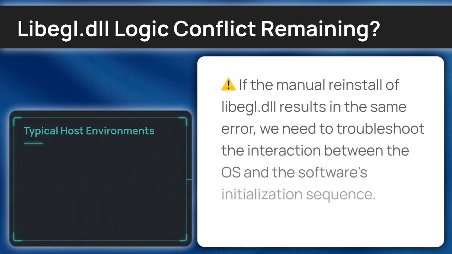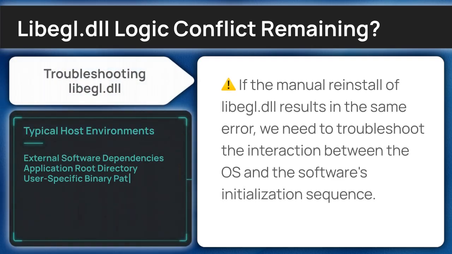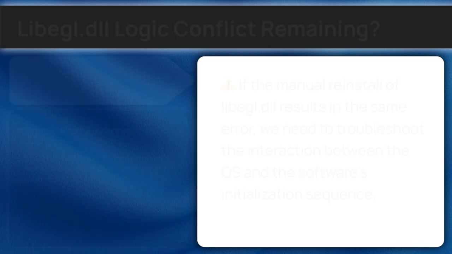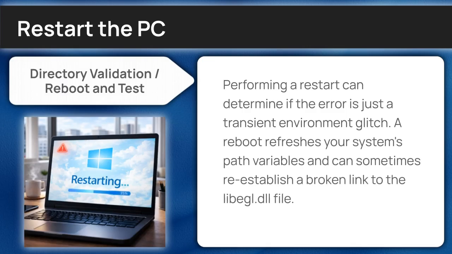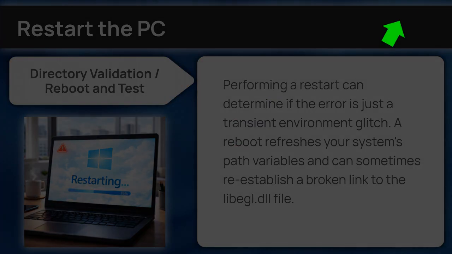When a standard software refresh isn't enough, we need to bypass the automated installers and look at manual system state resets. A standard reboot clears out temporary memory conflicts and gives the Windows loader another chance to properly register the libegl component during startup.